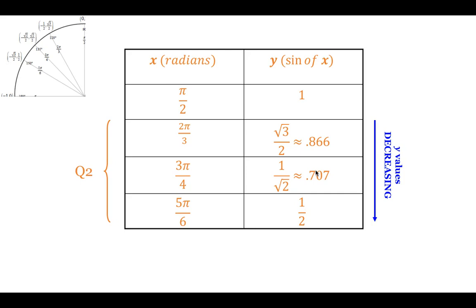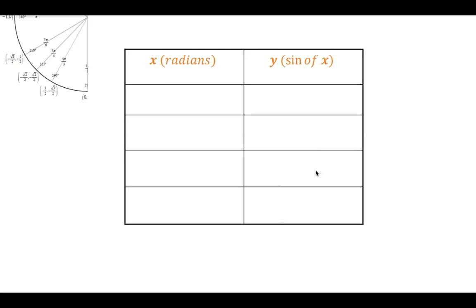What's going to happen in quadrant 3? Let's look at quadrant 3. So that boundary angle is pi, right? That one that divides quadrant 2 and quadrant 3. And then we've got 7 pi over 6, 5 pi over 4, and 4 pi over 3.